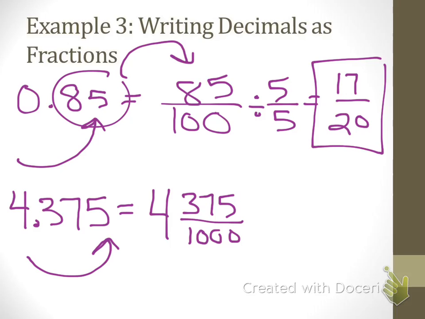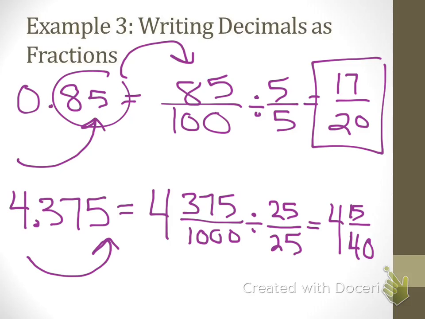Now, final answer? No, because what do I need to do? Reduce. I need to reduce. What can I divide by? 5 will take an awful long time. 50. Not 50, 15. Not 75, 25. Now, there is a bigger number, but it's a little bit harder to come up with, so we can just reduce by 25. That's fine. All right, so then we get 4 and 15 over 40.